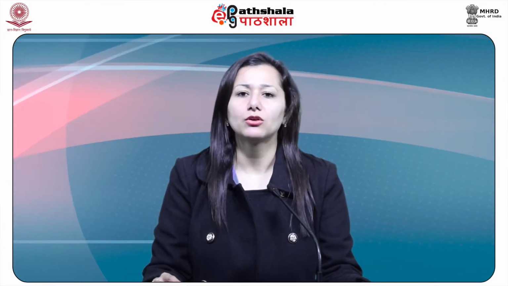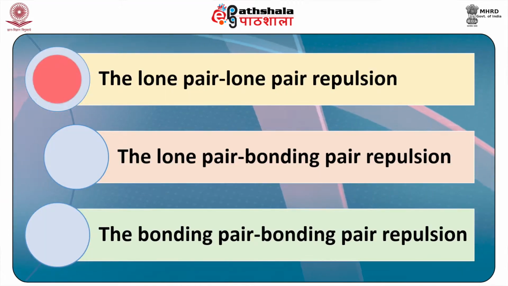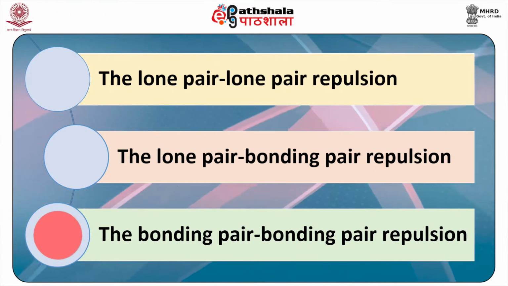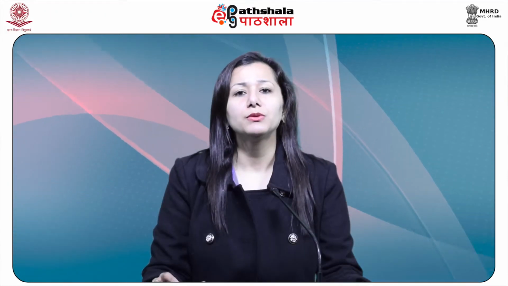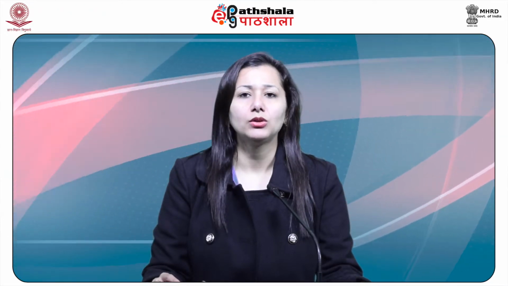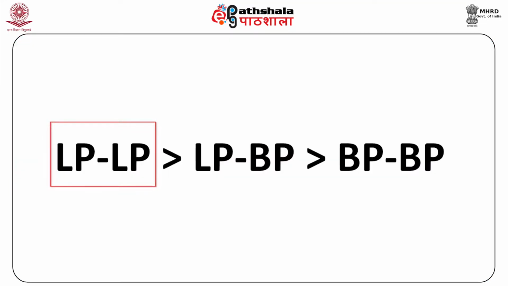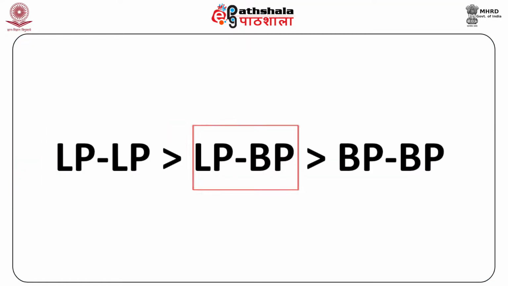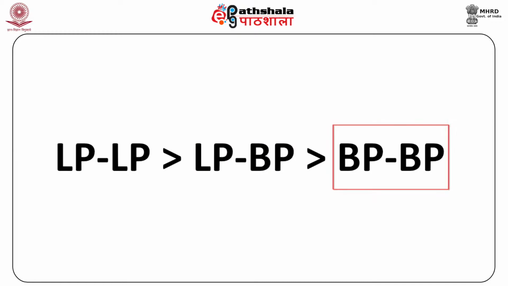There are three types of repulsions that take place between the electron pairs of a molecule: the lone pair repulsion, the lone pair bonding pair repulsion and the bonding pair repulsion. The repulsion between the lone pair electrons is greater than that between the bonded pairs. For a stable molecule, these repulsions must be minimized. When repulsion cannot be avoided, the weaker repulsion, that is the one that causes the smallest deviation from the ideal shape, is preferred. The order of repulsion is: lone pair repulsion is greater than lone pair bond pair repulsion is greater than the bond pair repulsion.